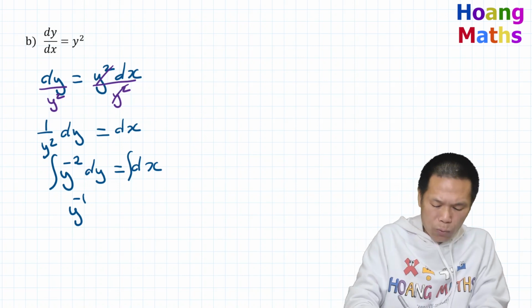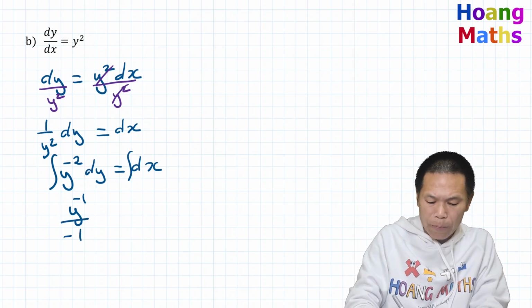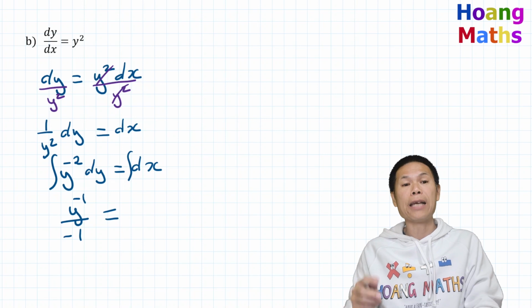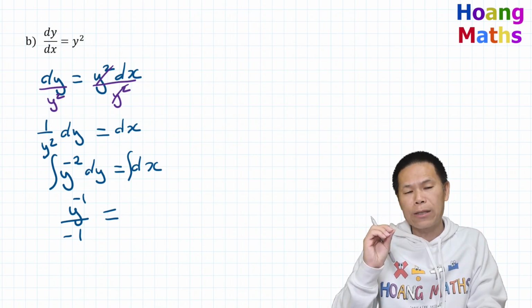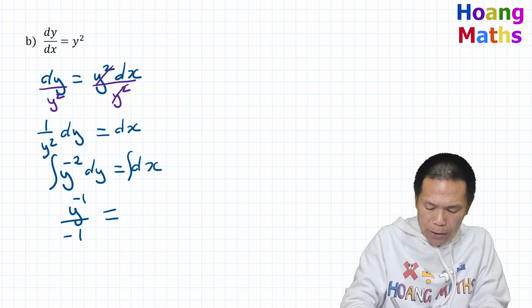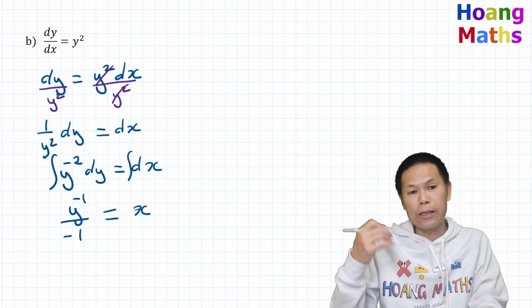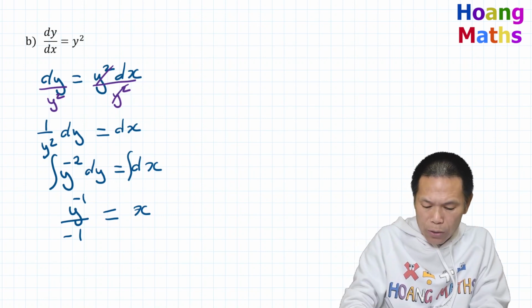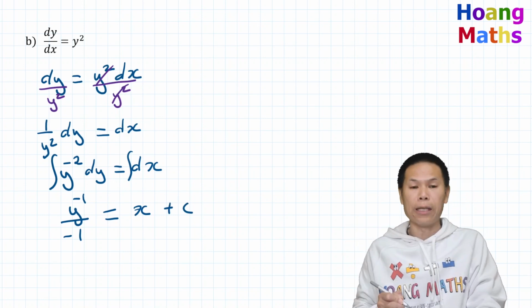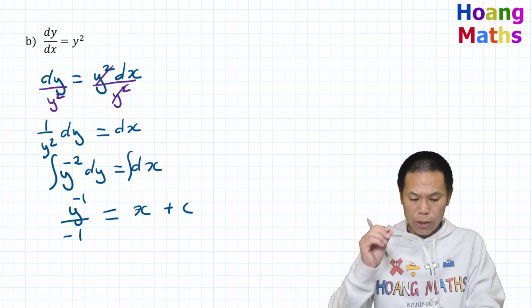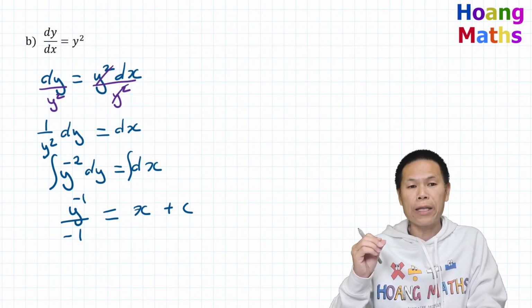And don't forget, we need to divide by negative 1. And on the right hand side, integrate dx will give me x. So that is x. And since we finished with the integrations, we need to add a c. That is a constant. So now what I do, I just simplify this.